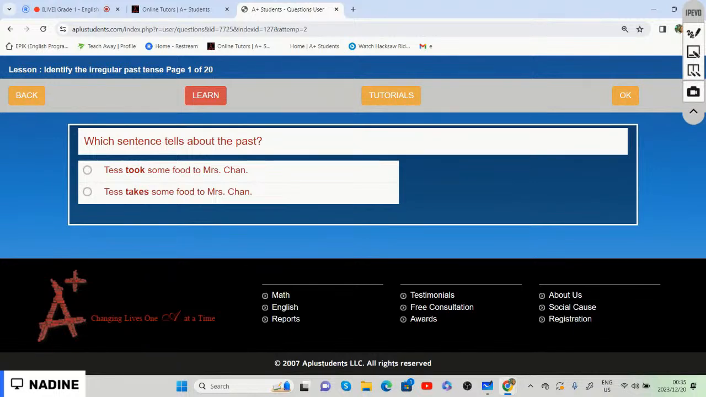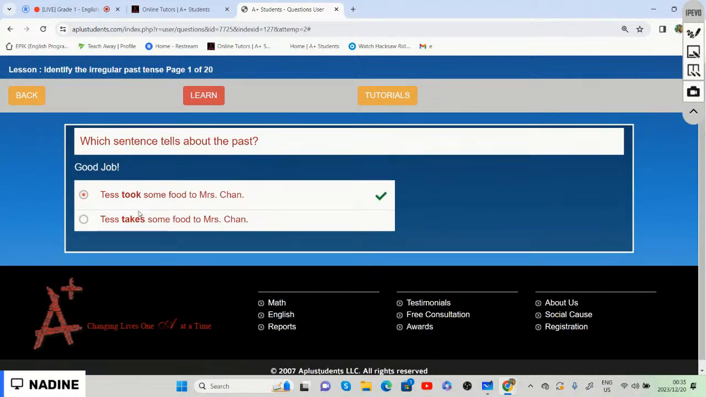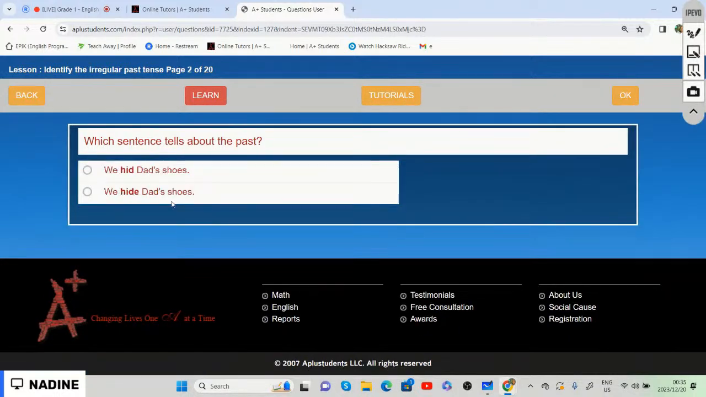All right, so if we select the sentence that tells us about the past, we can say Tess took some food to Mrs. Chan. Takes is something that she does now. In the past, I took, or Tess took some food to Mrs. Chan. So took shows us the past tense verb.